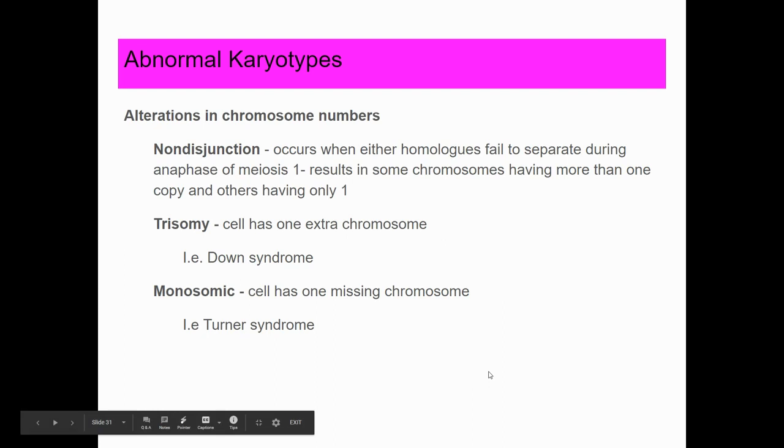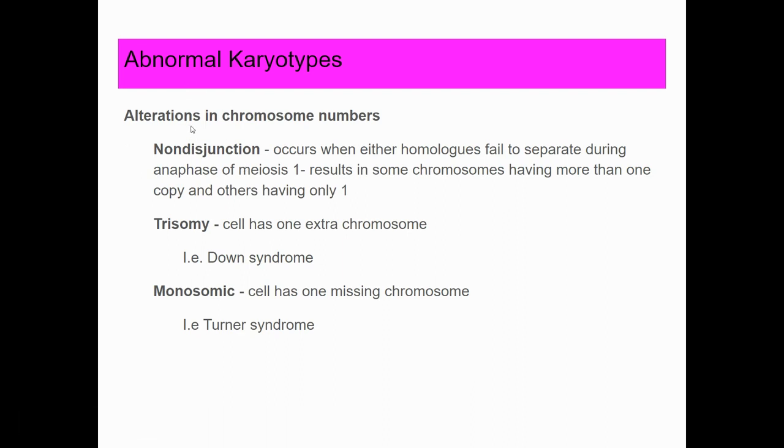All right. So, abnormal karyotypes, which means alterations in chromosome numbers. Non-disjunction occurs when homologues fail to separate during anaphase of meiosis 1, and this results in some chromosomes having more than one copy and others only having one.